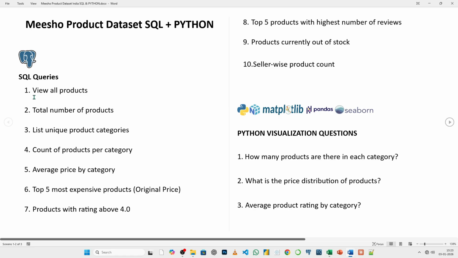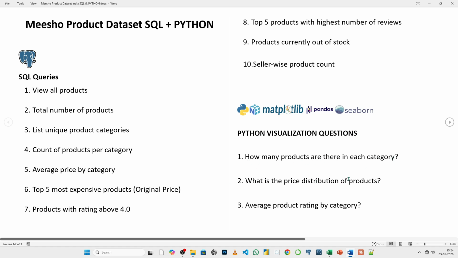The key columns include product and category details, original price versus discount price, ratings and reviews, basically a customer trust indicator, seller name and delivery time, and product availability.